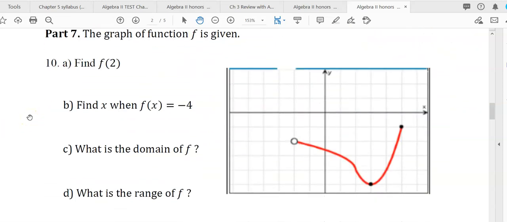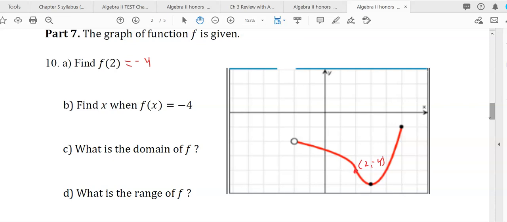Okay, the graph of f is given. What is f of 2? So when x equals 2, it looks like it's a point right there at 2 comma 1, 2, 3, 4, negative 4. So this would equal negative 4. It's asking for a y value there, basically.